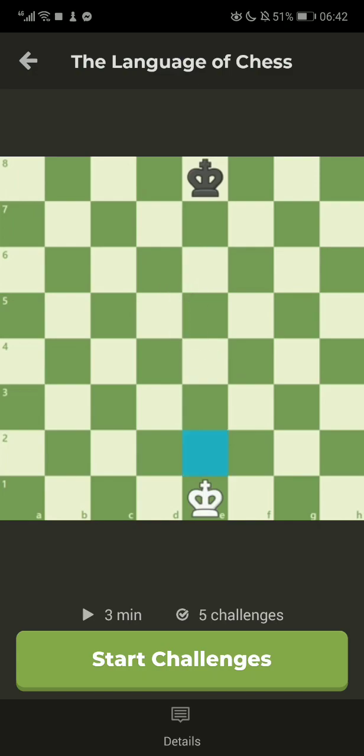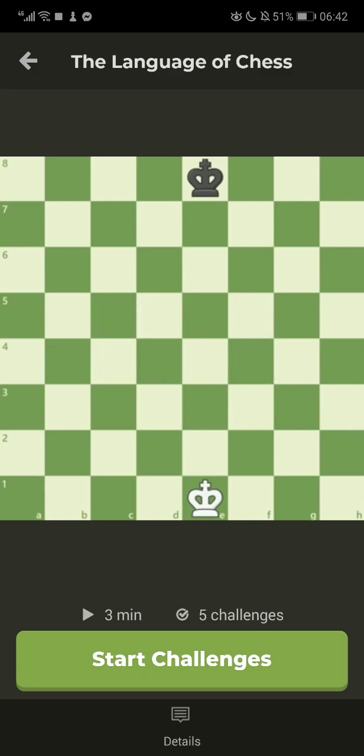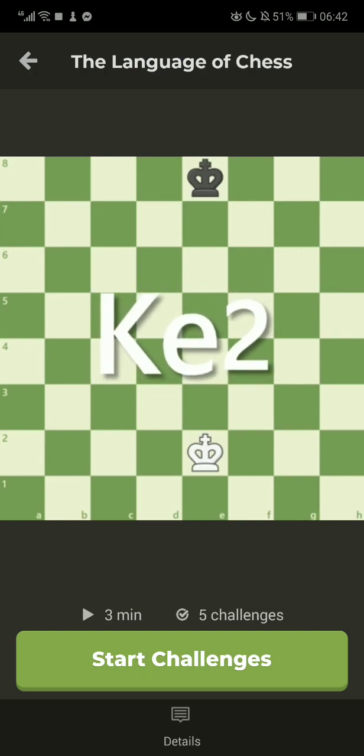The way we describe that move is by saying the piece's letter first, which is capital K, then the square it moves to, E2. Remember, a piece always begins with a capital letter, and the square is always lowercase. So after the move, King E2, putting it all together, we say K, E2.